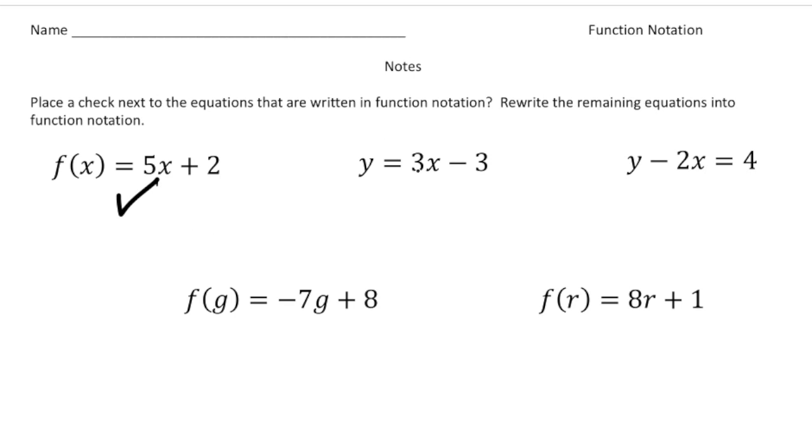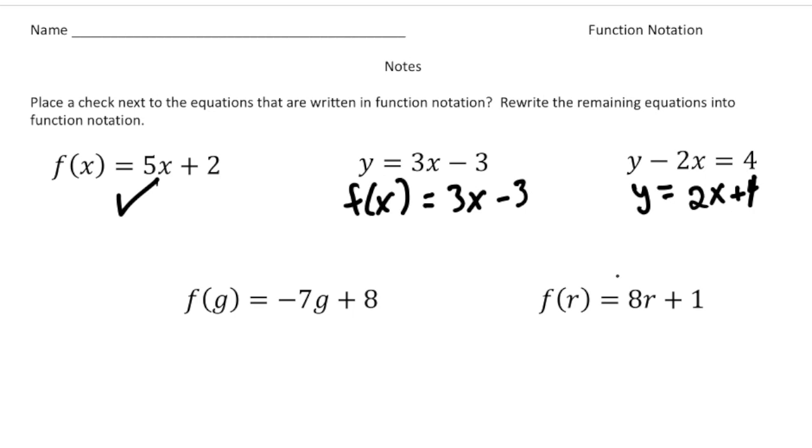Here we have y equals 3x minus 3. So this one is not. So we're going to rewrite this as f of x equals 3x minus 3. Here we have y minus 2x equals 4. Now this one is not written in function notation, so I'm going to first rewrite it in slope-intercept form. I'm going to add 2x, so it's going to be y equals 2x plus 4. And now I can write it in function notation, so it's going to be f of x equals 2x plus 4.